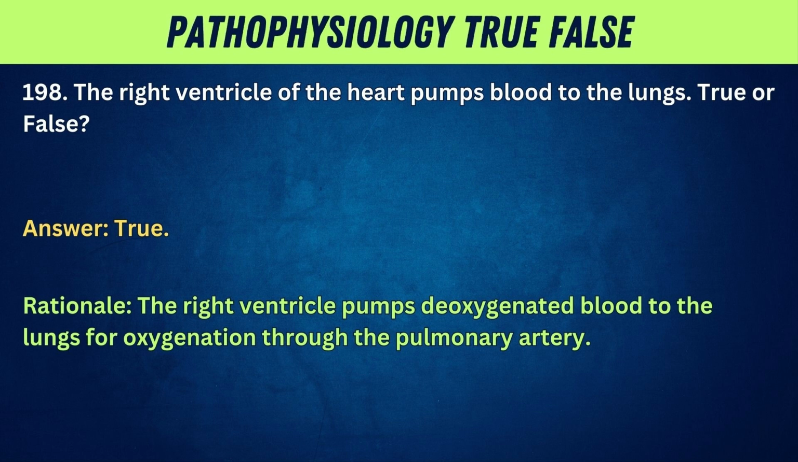198. The right ventricle of the heart pumps blood to the lungs. True or false? Answer: true. Rationale: the right ventricle pumps deoxygenated blood to the lungs for oxygenation through the pulmonary artery.